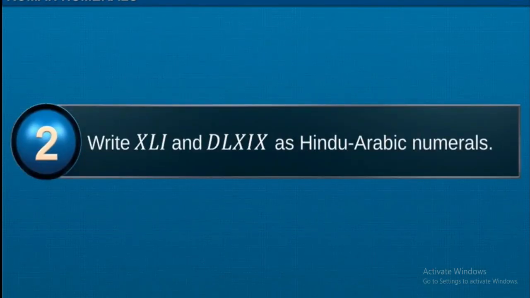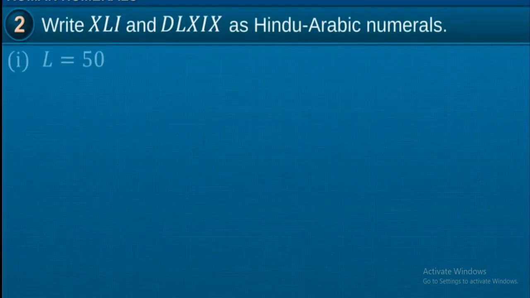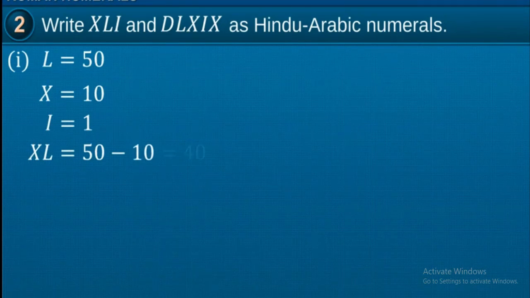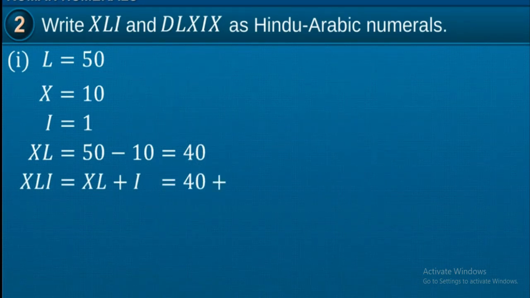Write XLI and DLXIX as Hindu Arabic numerals. L is equal to 50. X is equal to 10. I is equal to 1. XL is equal to 50 minus 10, which is 40. Adding I to XL, we get XLI. Replacing XL with 40 and I with 1, we get XLI, which is equal to 41.